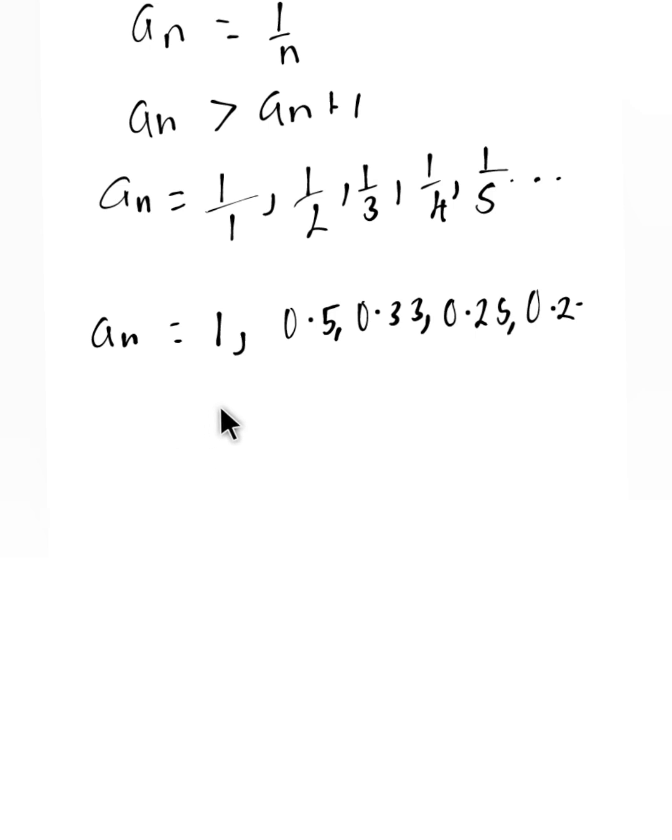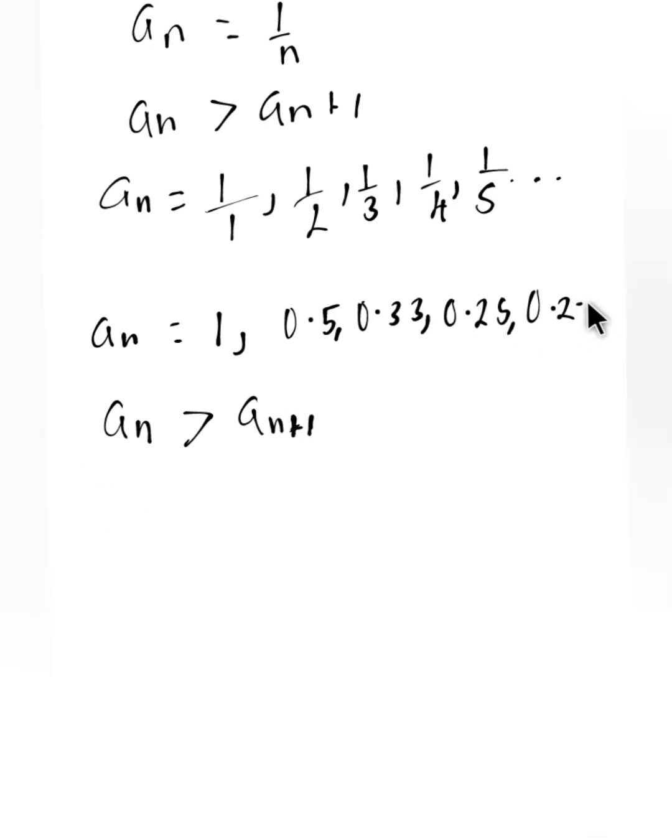You will observe that the first term is bigger than the second term, which is bigger than the third term, which is bigger than the fourth term, and the fourth term is bigger than the fifth term. So therefore, we have that an is always greater than the next term, which is an plus 1. So the first condition is satisfied.